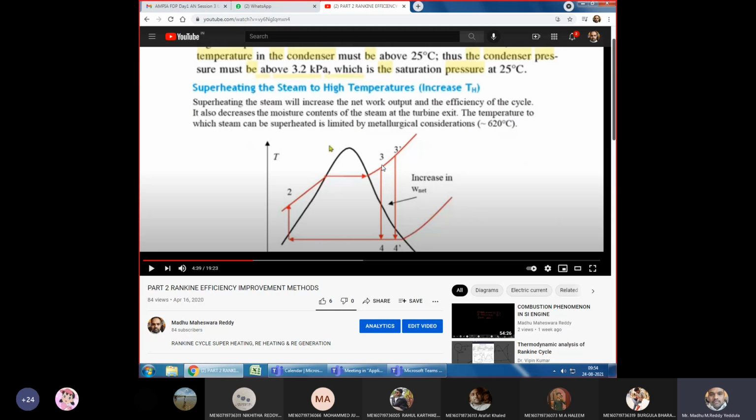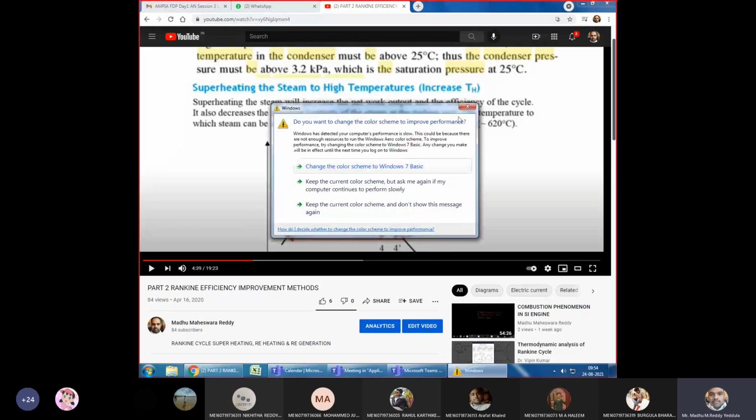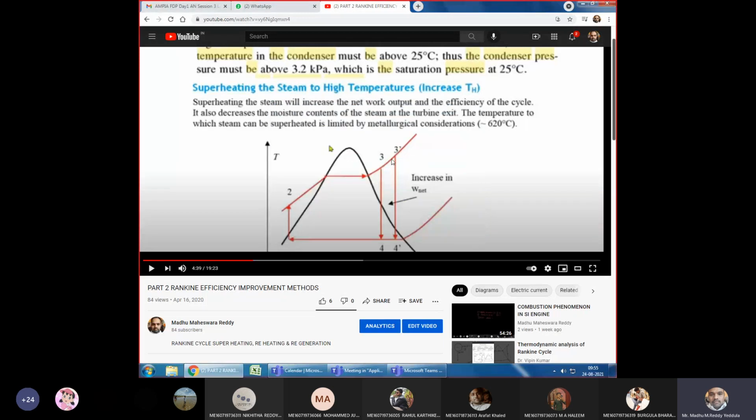So earlier the steam was entering at point 3 and expanding till point 4. Now, due to the superheating, point 3 is shifted to 3 dash, but the pressure remains constant. If you compare the quality of the steam at 3 dash, it is superheated steam. So it is expanding from 3 dash to 4.